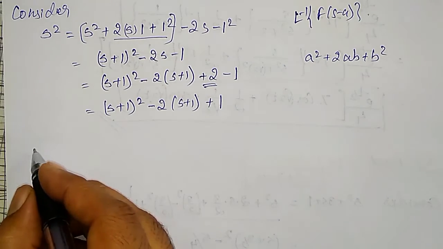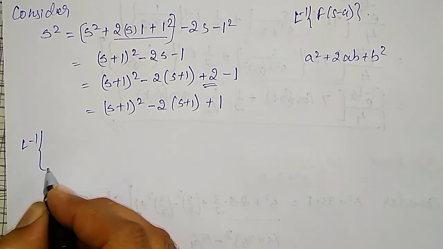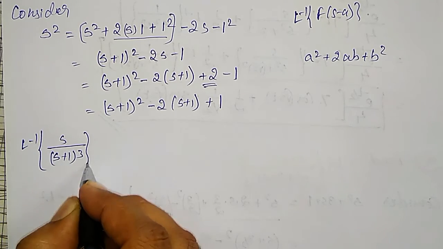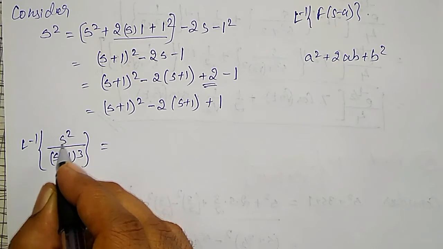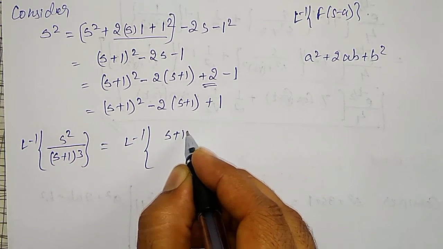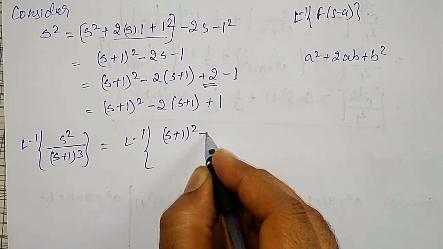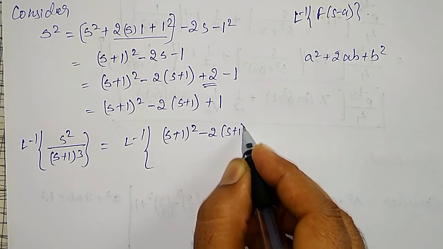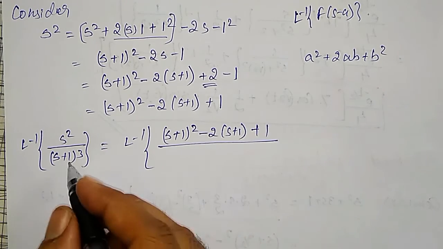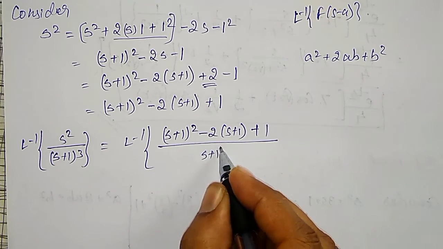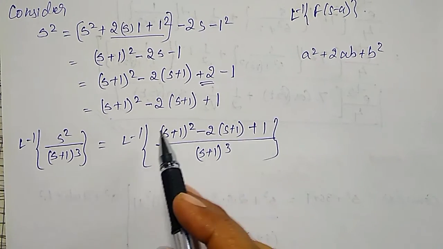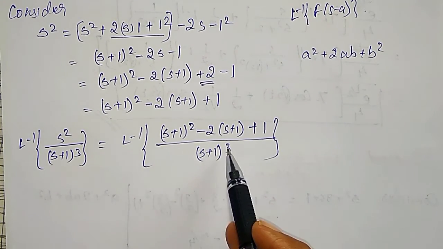Therefore, consider inverse Laplace transform of s square divided by s plus 1 cube. This s square I will write as inverse Laplace transform of s plus 1 the whole square minus 2 into s plus 1, whole divided by, denominator will remain as it is, s plus 1 cube. Now you can check all the terms, wherever s is there, it is with s plus 1.